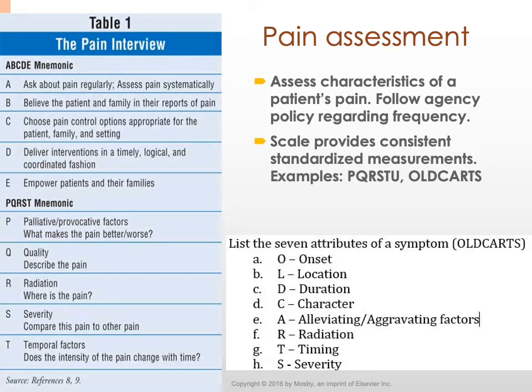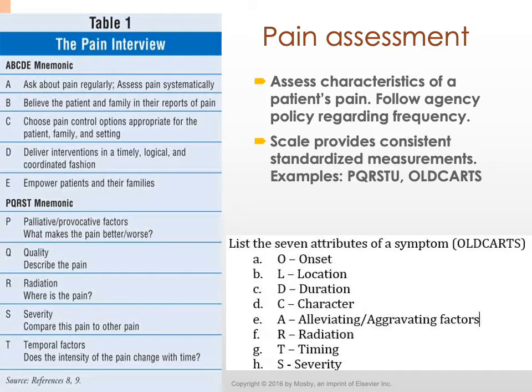P, palliative and provocative: what makes the pain better, what makes it worse. Q, quality: describe the pain. Is it dull? Is it achy? Is it stabbing? Is it throbbing? R, radiation: where's the pain? Does it move anywhere else? If it's in your abdomen, is it stationary, or does it move maybe to the shoulder or around to the back? S, severity or intensity: on a scale of 0 to 10, what is your pain? T, temporal factors: does the intensity of the pain change with time? Is it worse at night? Is it worse in the morning when you get up?